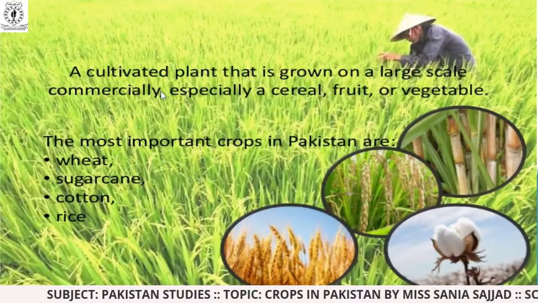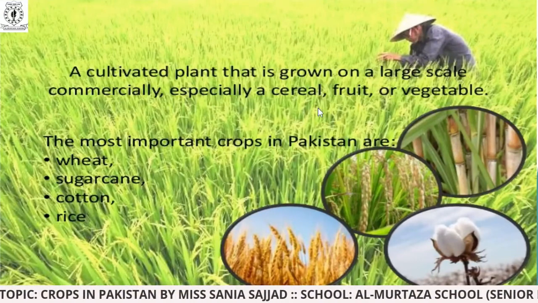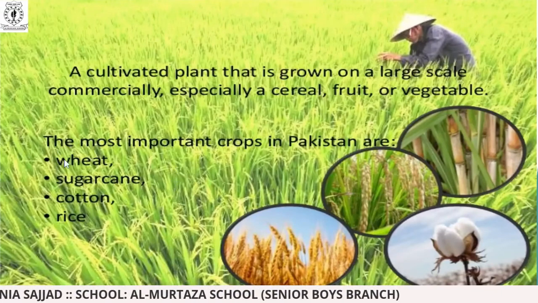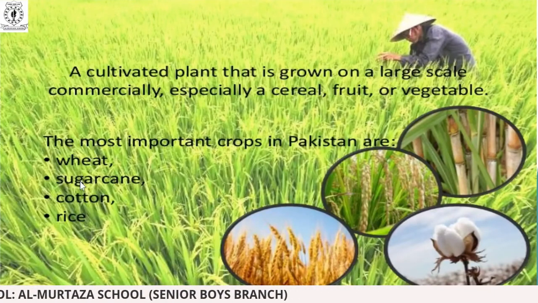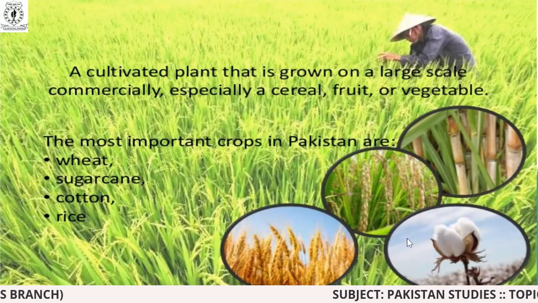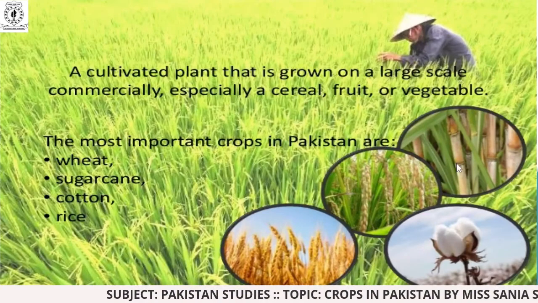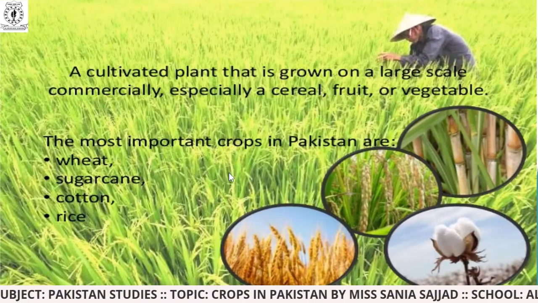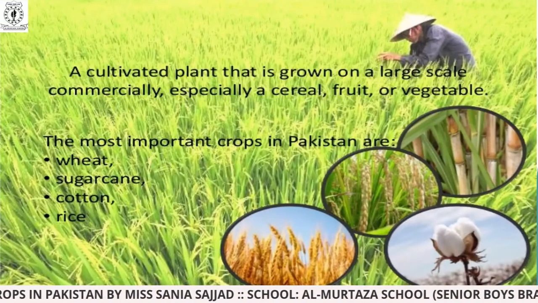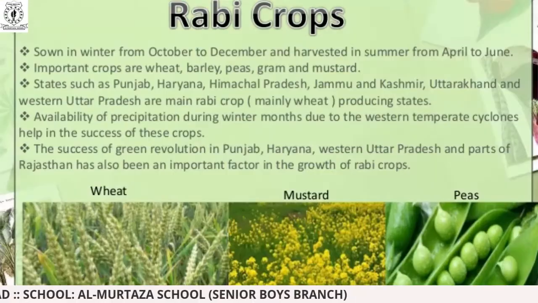Now, a crop is a cultivated plant that is grown on a large scale commercially, especially a cereal, fruit or vegetable. The most important crops of Pakistan are wheat, sugarcane, cotton, and rice. This is cotton, this is rice, this is wheat, and this is sugarcane. They have to be cultivated with care because they are produced on a large scale commercially, and yes, they are sent to other international countries to generate profit.